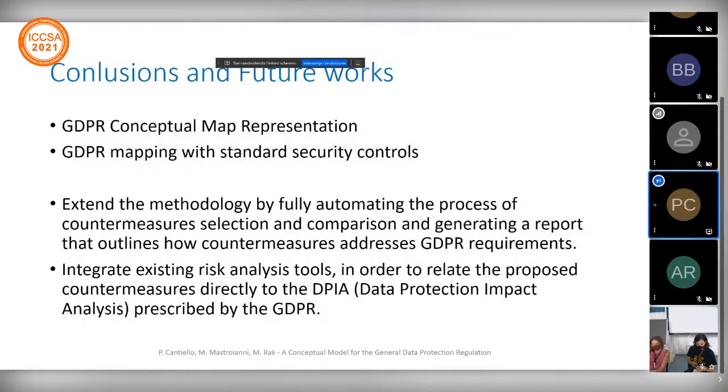After this representation, this mapping, we want to try to extend the methodology to a fully automated process of countermeasure selection, generating a report that outlines how these countermeasures address GDPR requirements, and integrate this maybe with some tools that can analyze directly the data protection impact analysis as prescribed. I was fast enough.